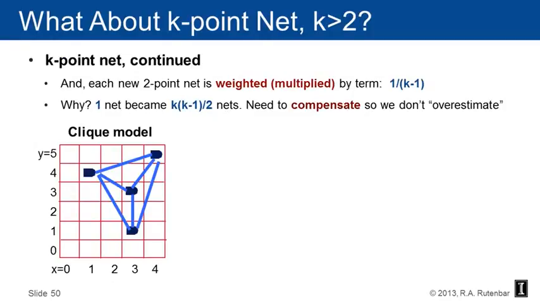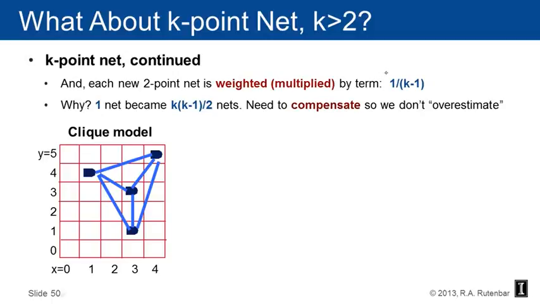The grid, x goes from 0 to 4, y goes from 0 to 5, gates at 1, 4, 3, 1, 3, 3, and 4, 5, and I'm showing all 6 2-point nets. The other thing you got to do is that you have to weight, which is to say multiply the length of each of these quadratic wire lengths by a number. So let's just think about it. I used to have one physical net, and I replaced this one physical net with 6 nets, and I'm going to measure the quadratic wire length of each of those 6 nets. It makes some sense that I need to multiply by some small number so that I don't dramatically overestimate how much wire this physical net needs.